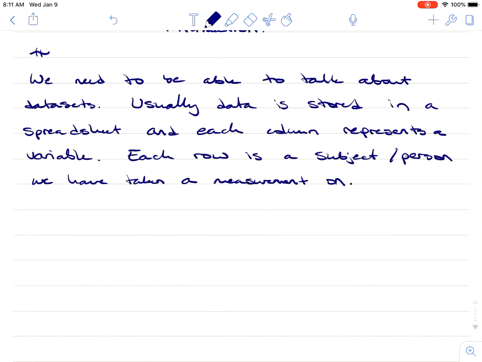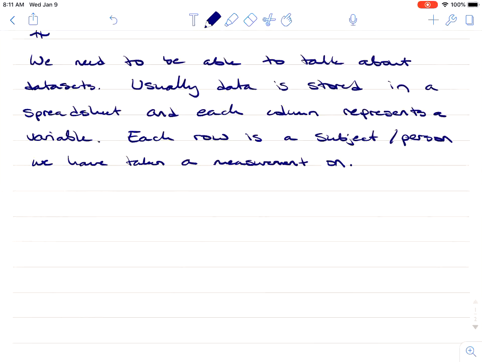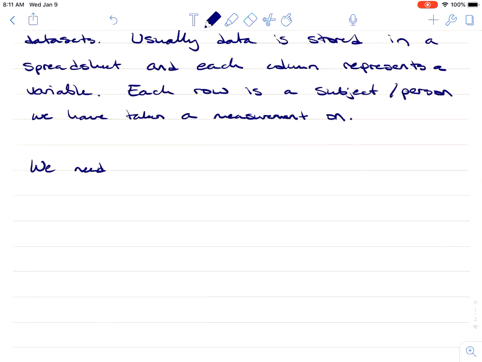So that's all good. The terminology that we need is for these variables. We're gonna have different types of variables that we deal with. So we need to learn some variable terminology.